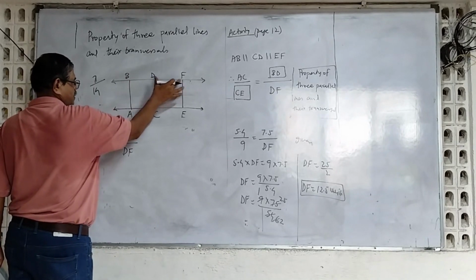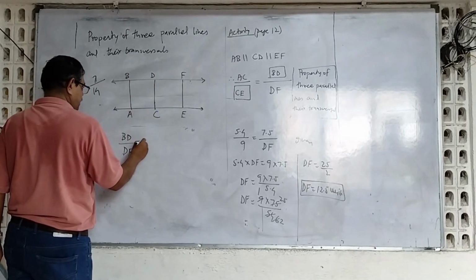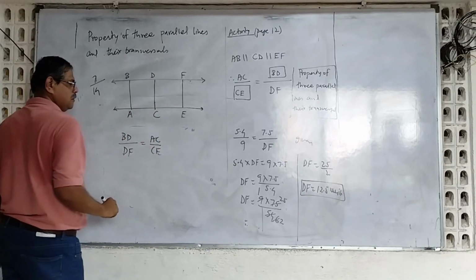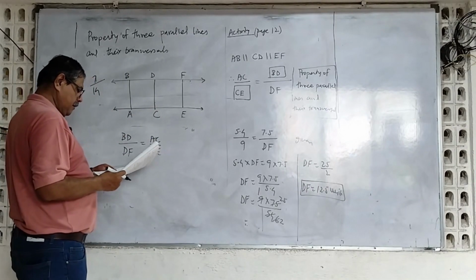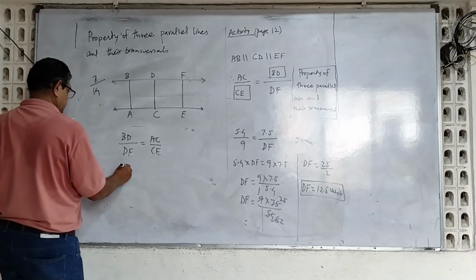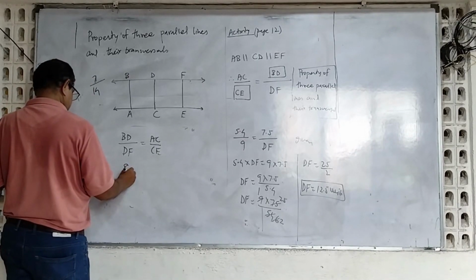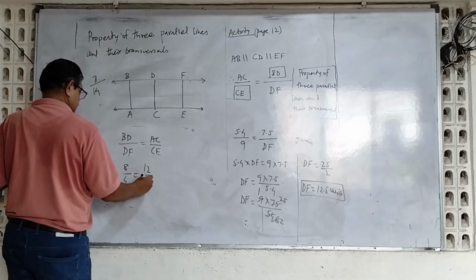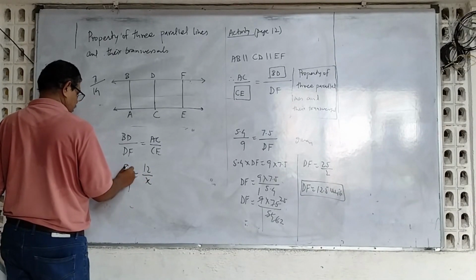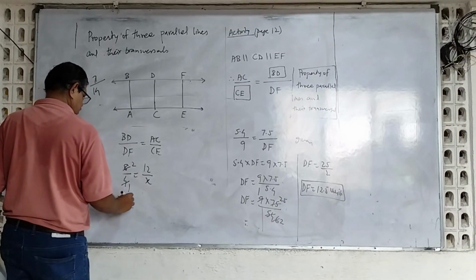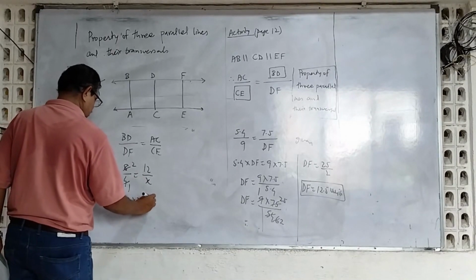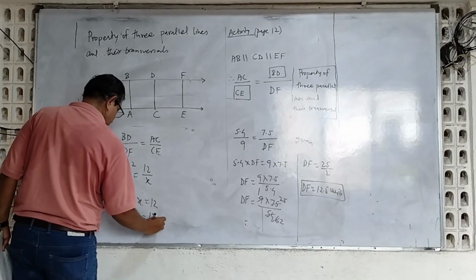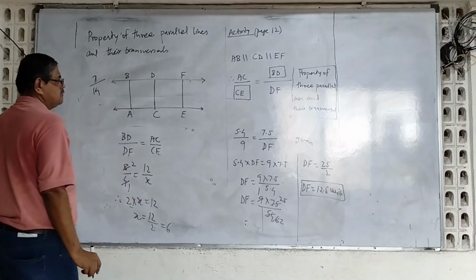BD upon DF is equal to, opposite BD what is there? AC. Opposite DF, CE over. Then substitute the values as they are given. BD is given as 8. DF is given as 4. AC is given as 12. CE is given as X. Here also you can calculate. So 2 into X is equal to 12. So X is equal to 12 upon 2, which is 6.